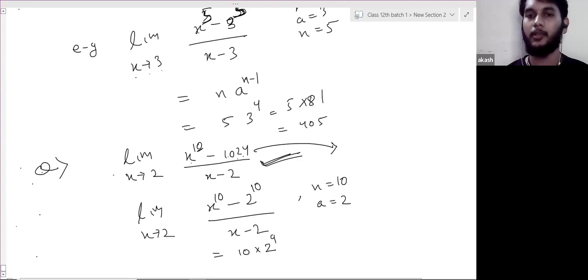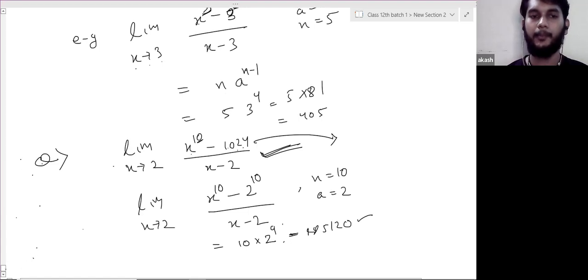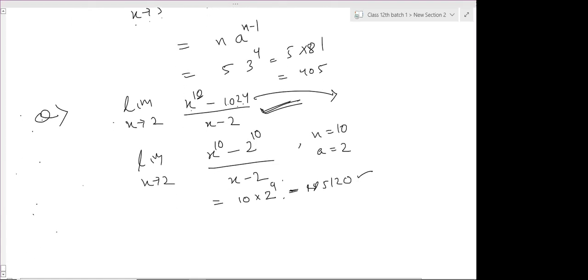If 2 raised to the power 10 is this, then 2 raised to the power 9 will be half of that. So 512, so 5120 will be the answer. All right, everyone is correct about this. Kulsum, this is clear. Yes, sir. Next question.